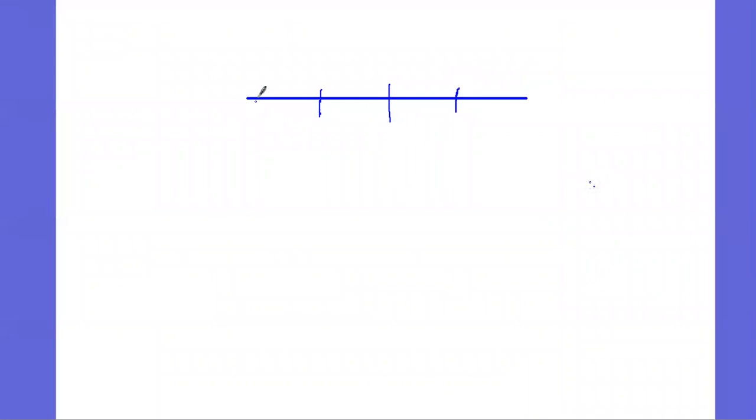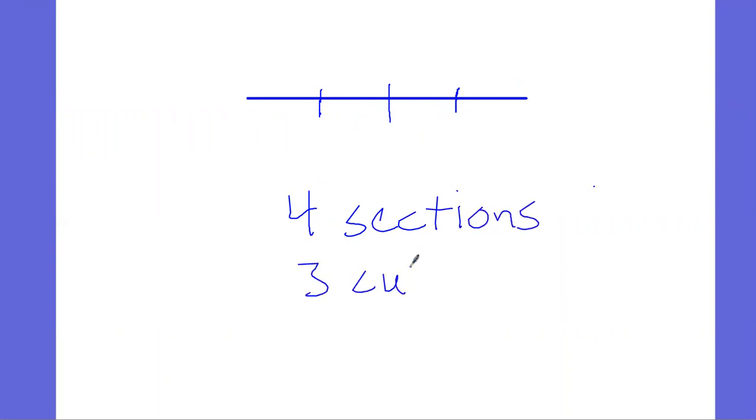Let's make sure we have this right. To split this blue stick into sections, section 1, section 2, section 3, section 4, how many cuts did we have to make? If you want 4 sections, you only make 3 cuts. 4 sections, 3 cuts. So we're going to make 3 cuts to our data.